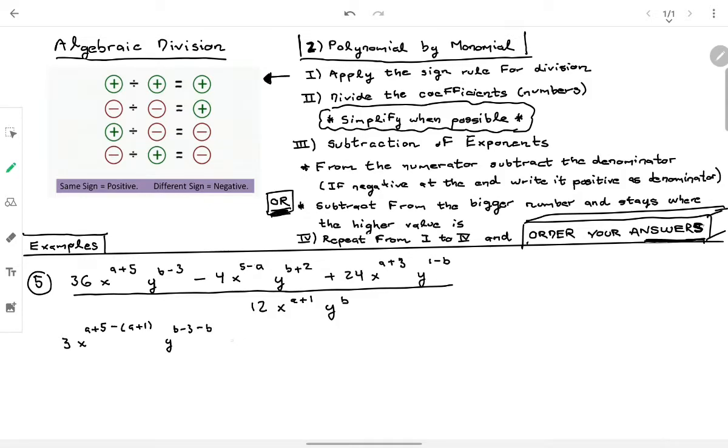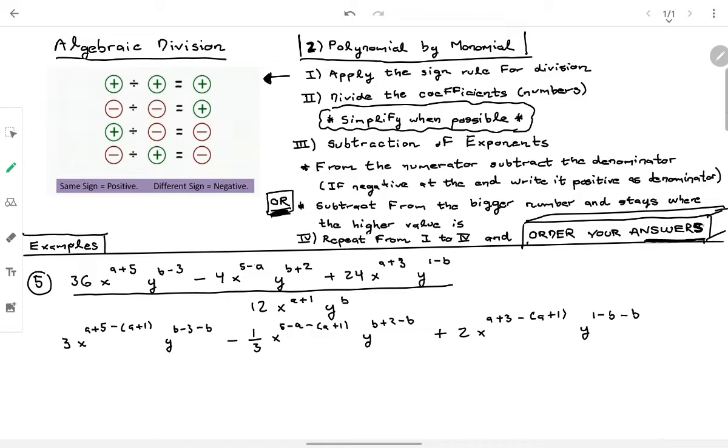Then the second term, it's going to be 4 over 12. We can divide it by 4, so it's going to be 1/3 of x to the 5 minus a plus 1, y to the b plus 2 minus b, and finally plus 24 over 12, it's 2, x to the a plus 3 minus a plus 1, y to the 1 minus b.